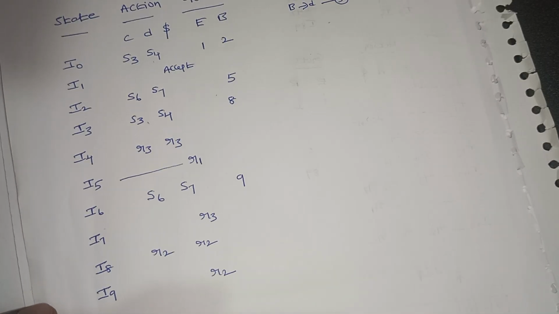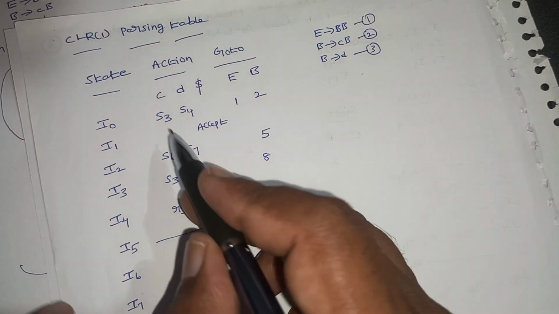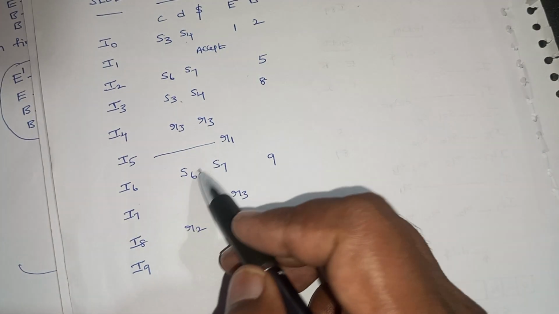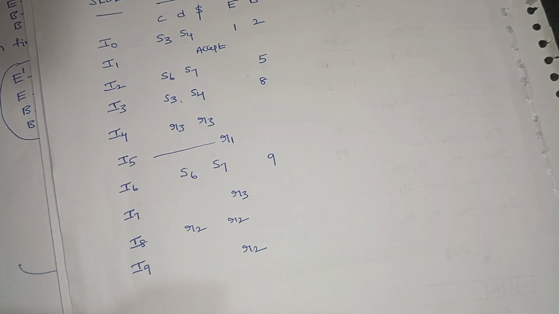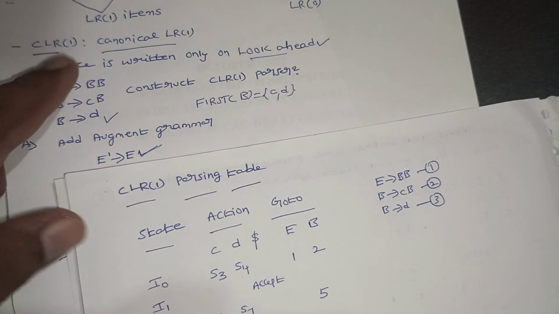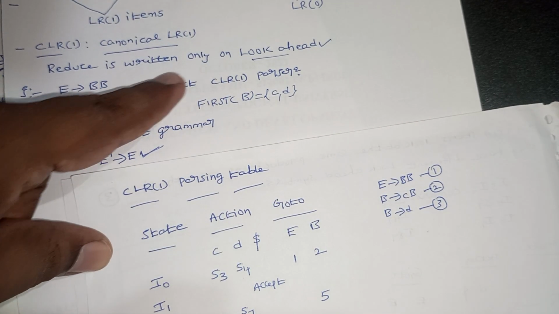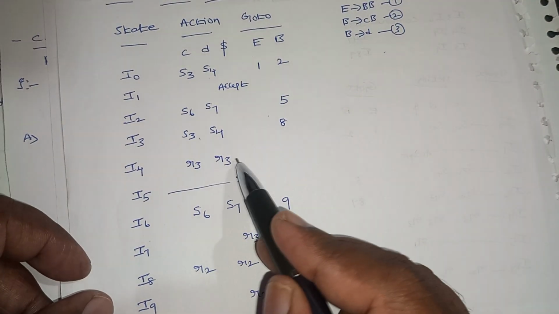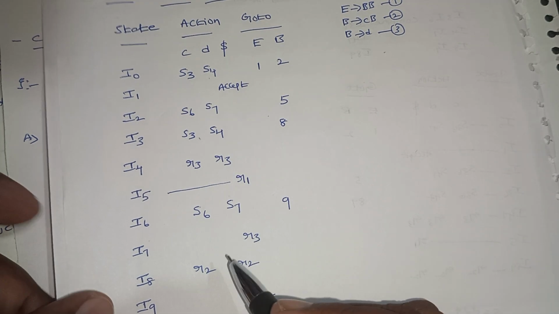So this is the CLR(1) parsing table. I0 has S3, S4; I2 has S6, S7, 5; I3 has S3, S4, and like this we have to fill the whole table. Tell me where I am adding the reduce moves. That is the first point I have taken: reduce is written only on lookahead. It means I am writing these reduce moves only under the lookahead symbols.